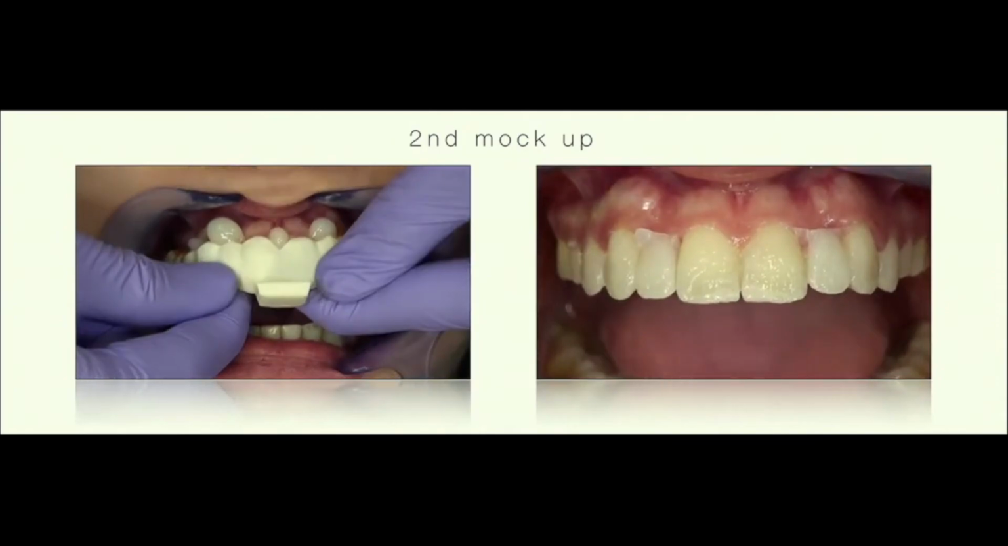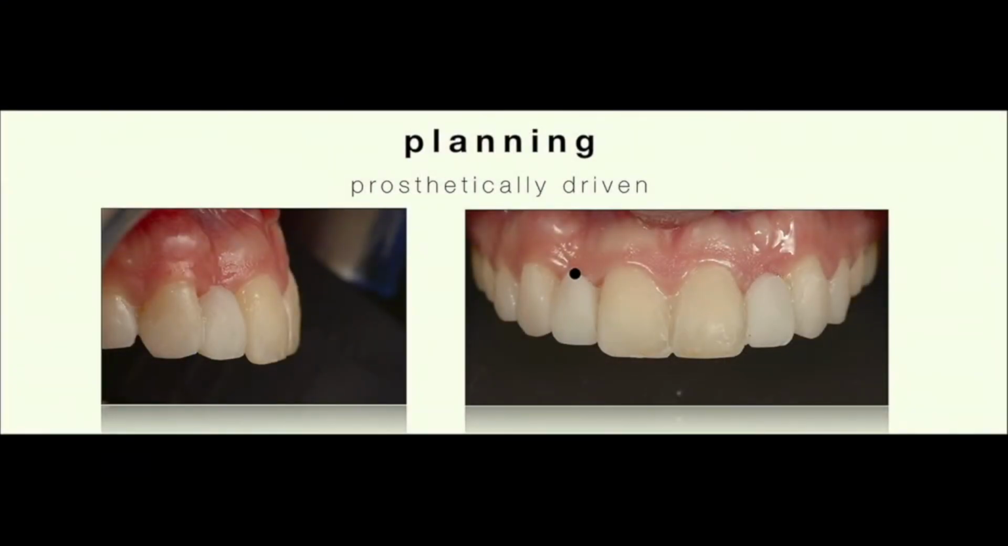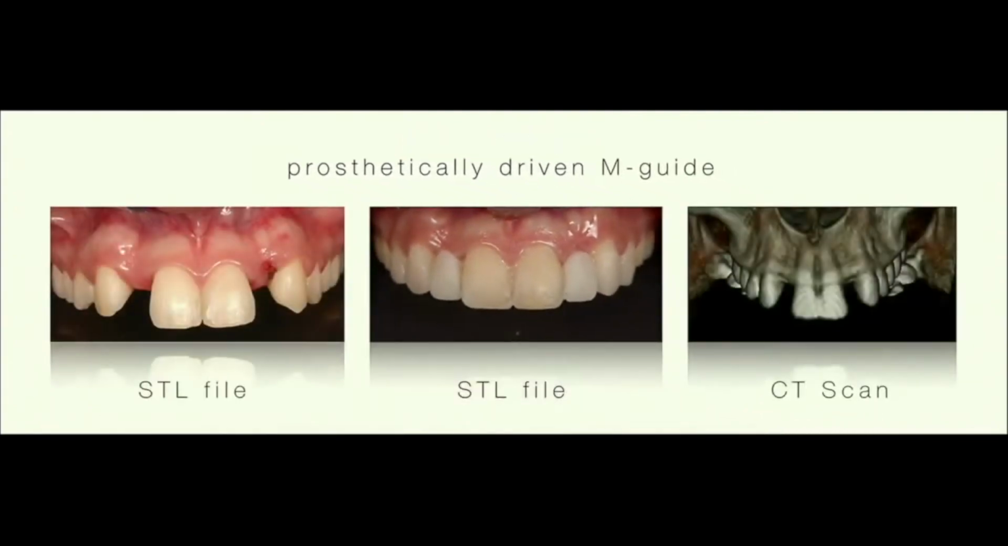Well, why is this design so important for me? Because I'll do all my planning prosthetically driven. Look at this zenith point. With this design, this zenith point doesn't only mean the vertical positioning to me. It means buccolingual and palatobuccal positioning. So we need to position it exactly right, because from now on, with all the planning of the case, I'll use that as a reference.